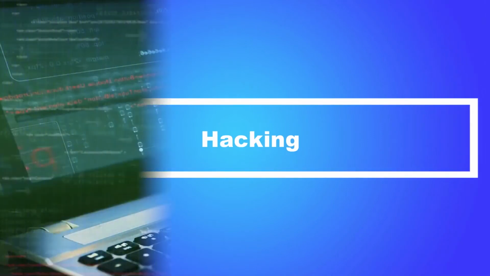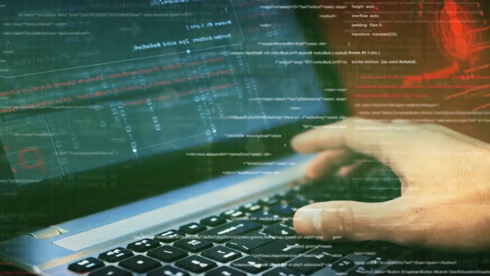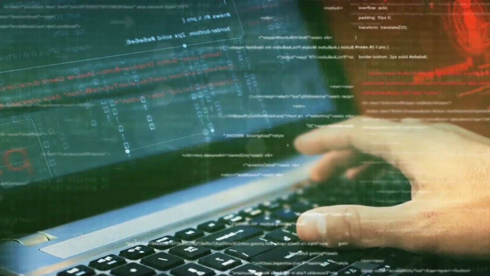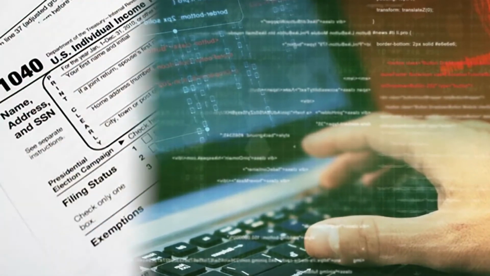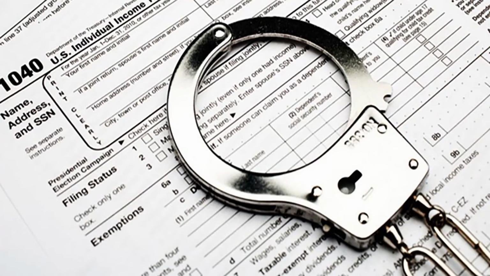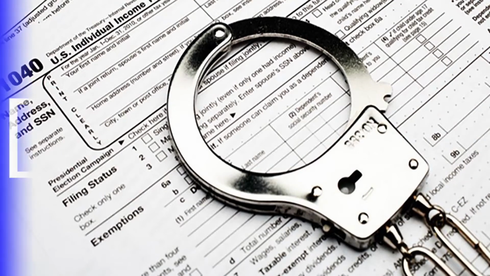The next threat we are going to see is hacking. Hacking is a threatening program to victimize the users by breaking into computer systems to steal, change or destroy information and has strict penalties by the government.